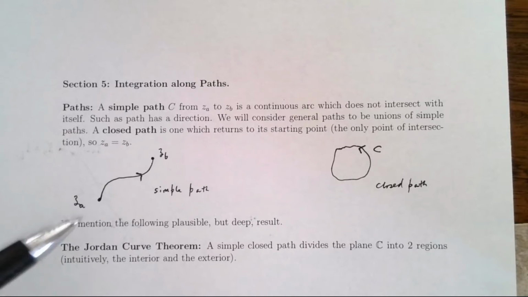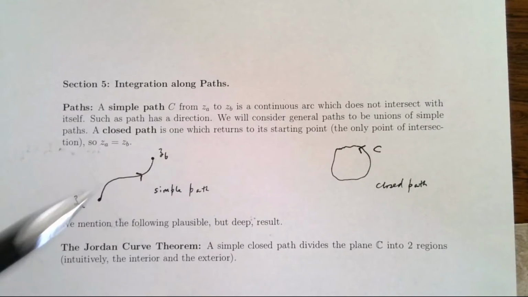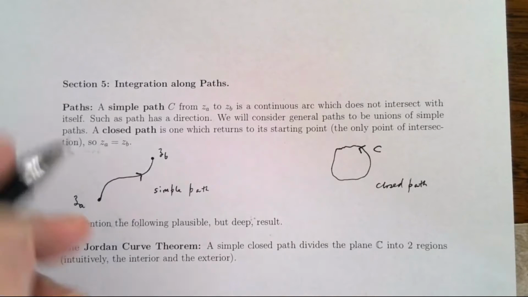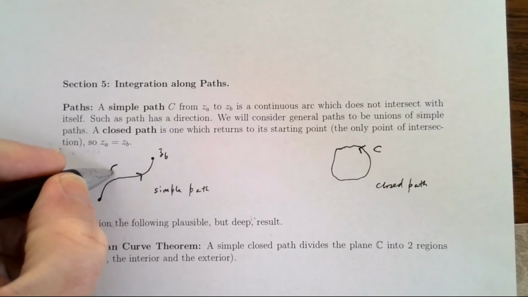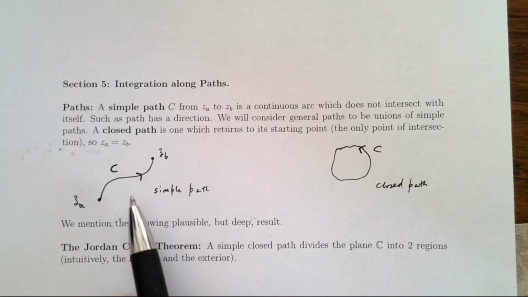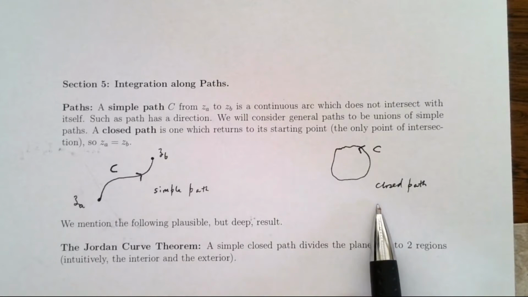So just a simple example, there's a nice simple path from ZA to ZB, and here is a closed path. We call these paths C or gamma or something, so I'll just call that C. We're going to start out by looking at these, and we're going to see fairly soon that the interesting paths to look at are these closed paths.